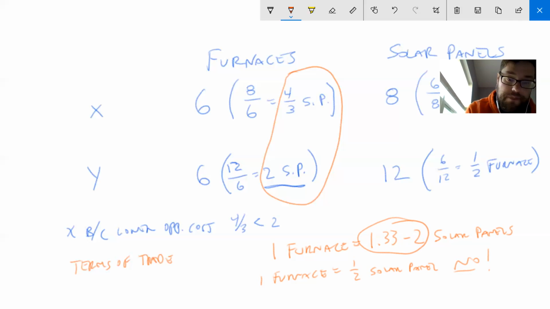So there's another way you could think about this, right? You can look at it from sort of two perspectives, because you can turn the ratio into solar panels in terms of furnaces. So if you want to do that, we look at these two opportunity costs, right? And one solar panel, again, we're going to get the range, right? Should be somewhere between 1/2 a furnace to 3/4 furnace.